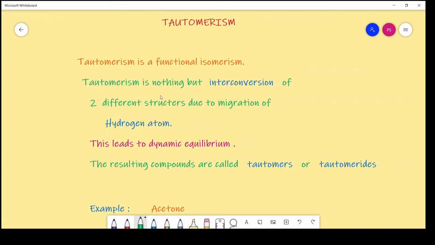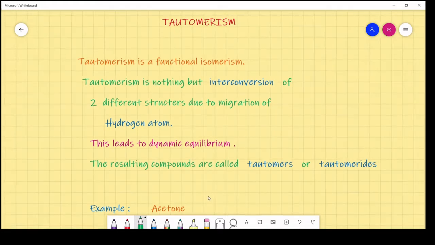In tautomerism, a hydrogen atom migrates from one polyvalent atom to another polyvalent atom. This leads to dynamic equilibrium. The resulting compounds are called tautomers or tautomerides.